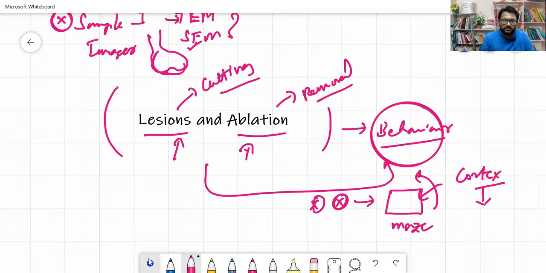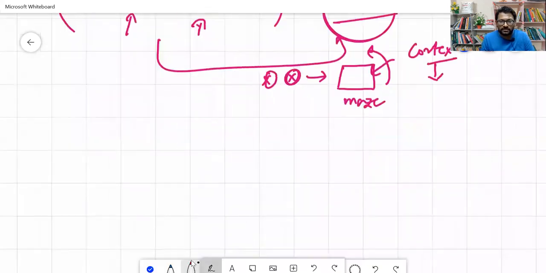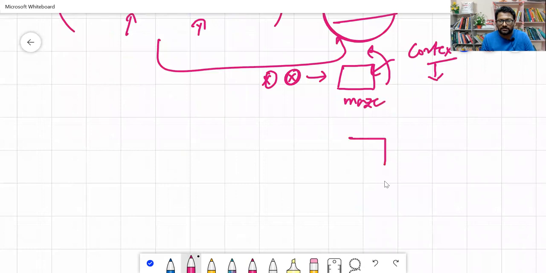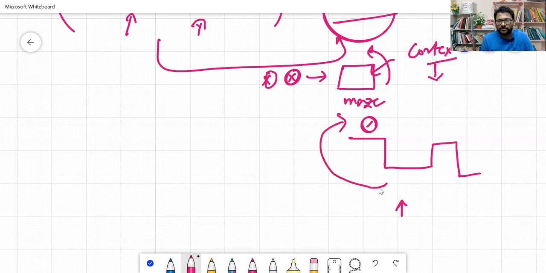the food pellet. A maze is typically a sort of puzzle: there would be an entry point, and there would be different directions that can reach the food. So after removal or cutting, they see whether the capacity to relearn the maze is there or not. These studies were done by Lashley.